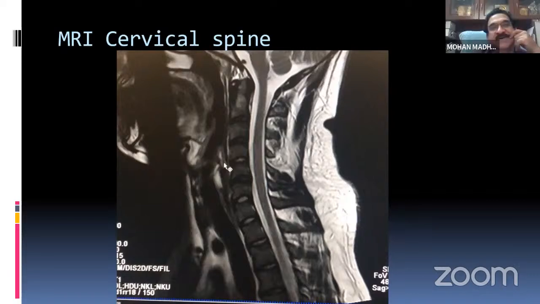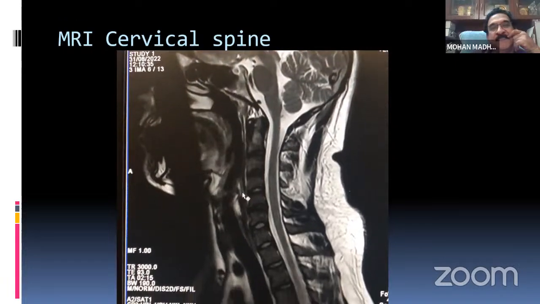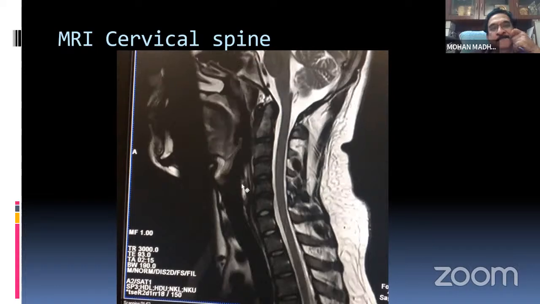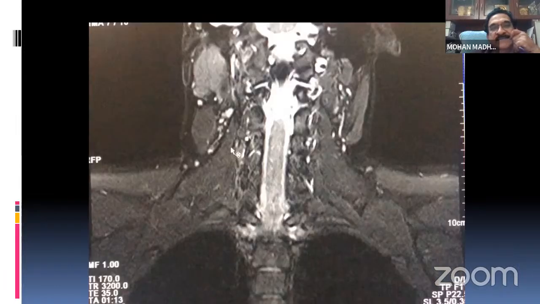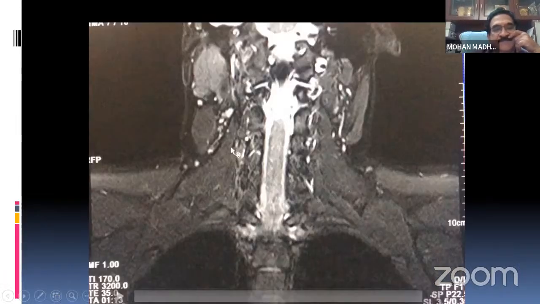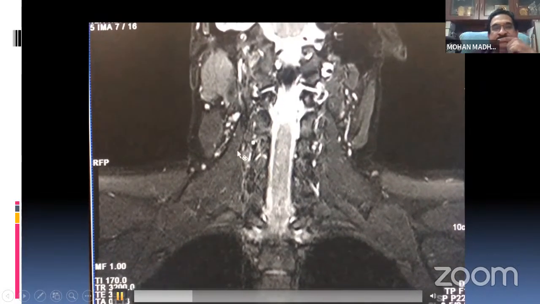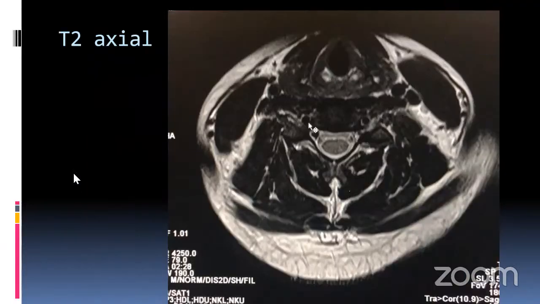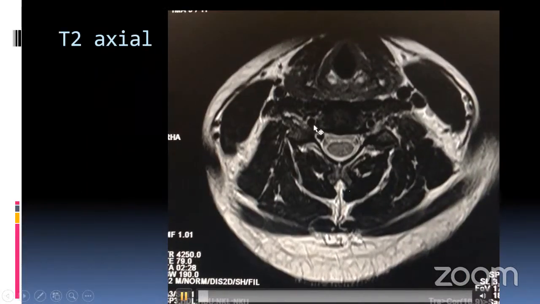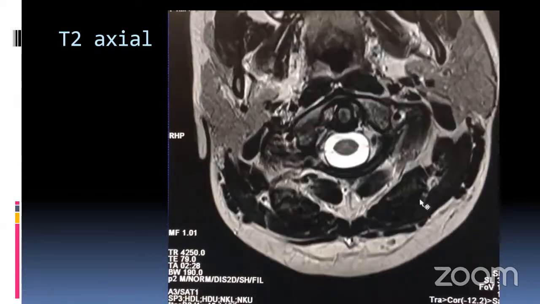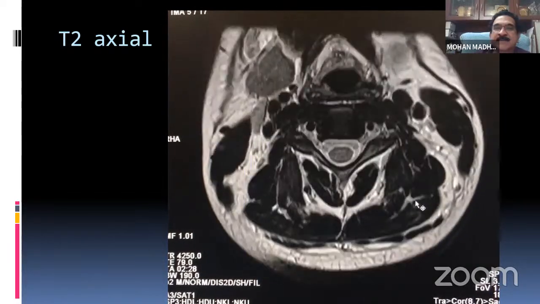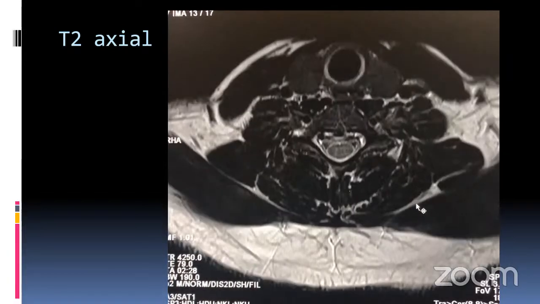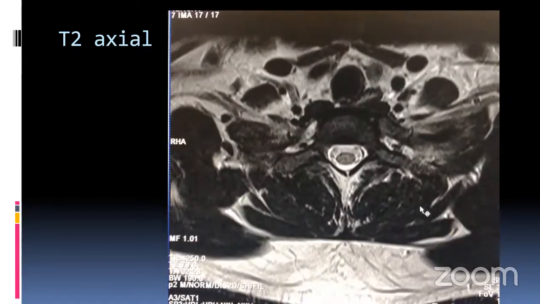The cervical cord is normal. The sagittal cut is normal. This is the coronal cut, and this is the axial. Does this qualify for a myelopathic hand? Dr. Srinivasan was saying this could be a myelopathic hand.